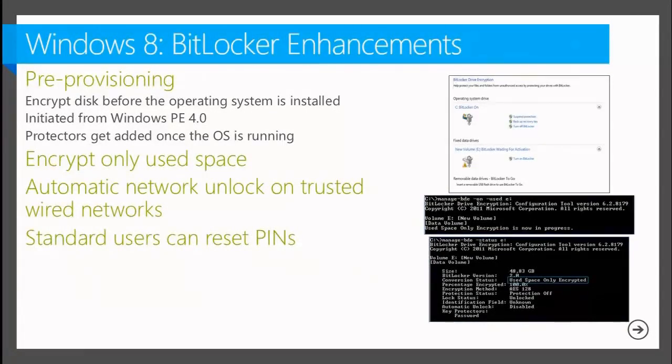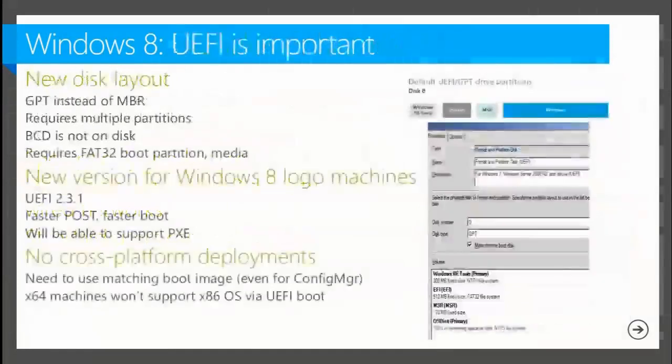You also now have the ability for standard users to reset the PIN, which was a restriction in Windows 7. In order to change the PIN for BitLocker, you had to be an administrator of the machine, but that's no longer the case. So the big thing from the deployment perspective is the pre-provisioning support. We can shave hours off of the process, but there are some other additional improvements that may make BitLocker a better solution for you compared to what was offered in Windows 7.